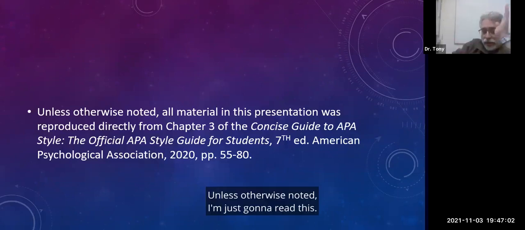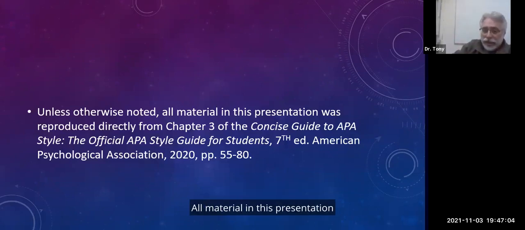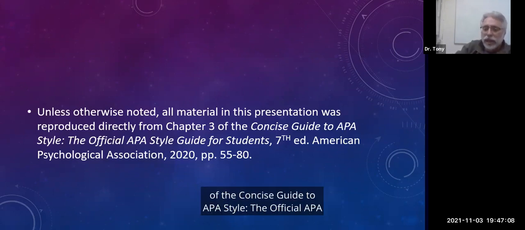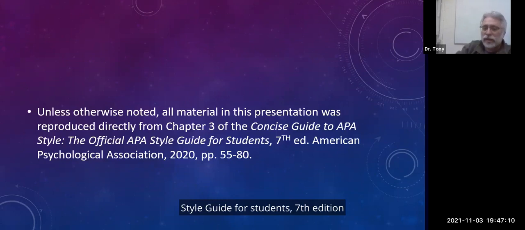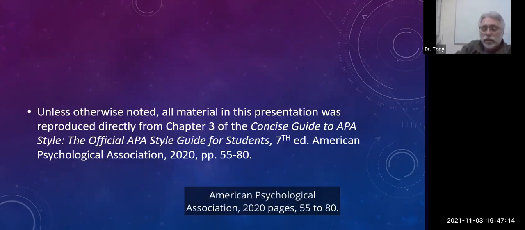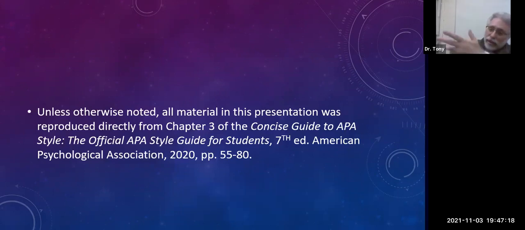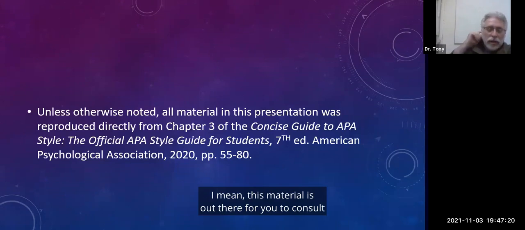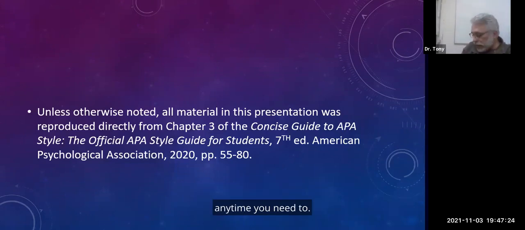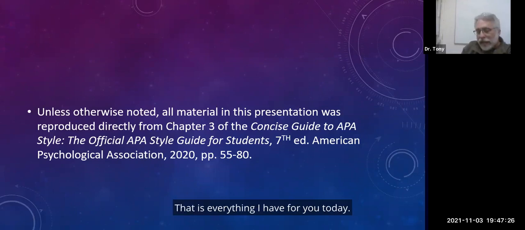Unless otherwise noted, I'm just going to read this. All material in this presentation was reproduced directly from Chapter 3 of the Concise Guide to APA Style, Official APA Style Guide for Students, 7th edition, American Psychological Association, 2020, pages 55 to 80. So this material is out there for you to consult anytime you need to. That is everything I have for you today.